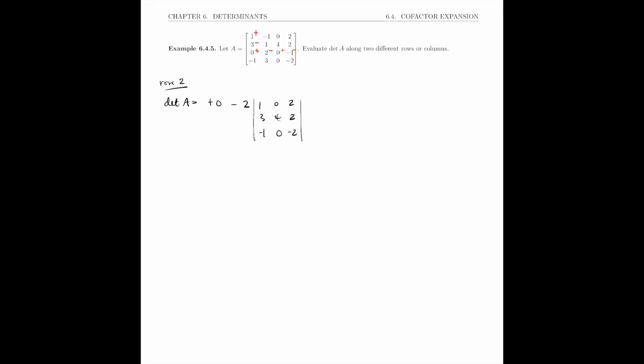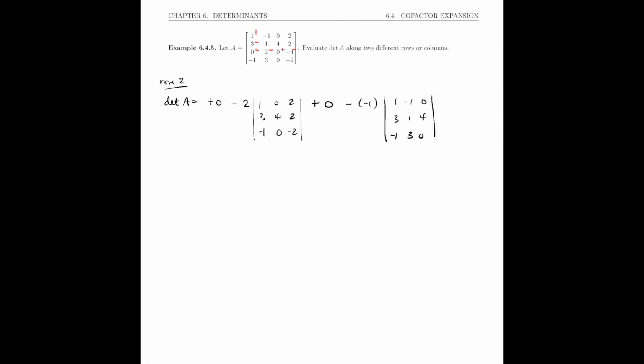So there's our first minor, and then working our way across the row, we need plus 0 times. Again, I'm not going to write it because we don't care what that minor is. It's going to get multiplied by 0. And then lastly, minus 1 times, and delete that row and column, and we have 1, minus 1, 0, 3, 1, 4, and minus 1, 3, 0. So my first step of cofactor expansion has given me 2 more determinants to evaluate.